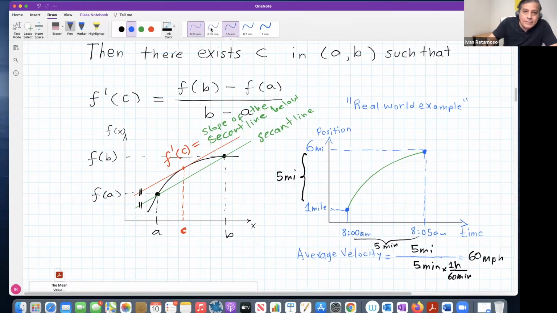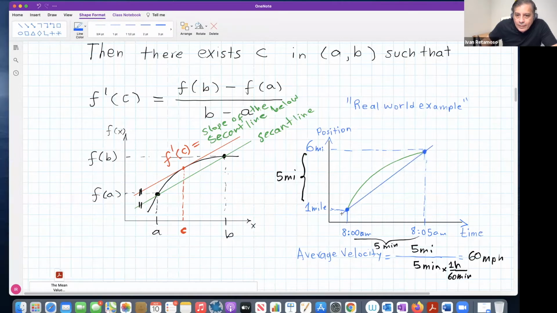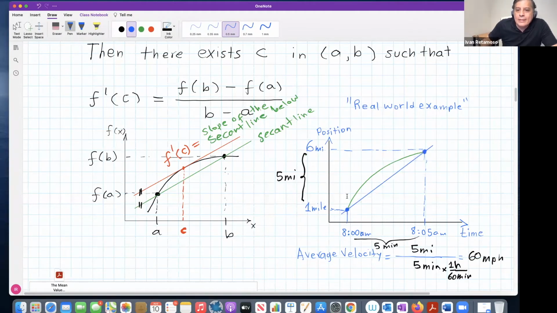So again, if you draw here a line, this is going to give you more or less the average velocity. The theorem says that somewhere in between, you may hit a point where the derivative, the slope of the tangent line, will be equal to the slope of the secant line. So that's the whole idea. I hope this helps.